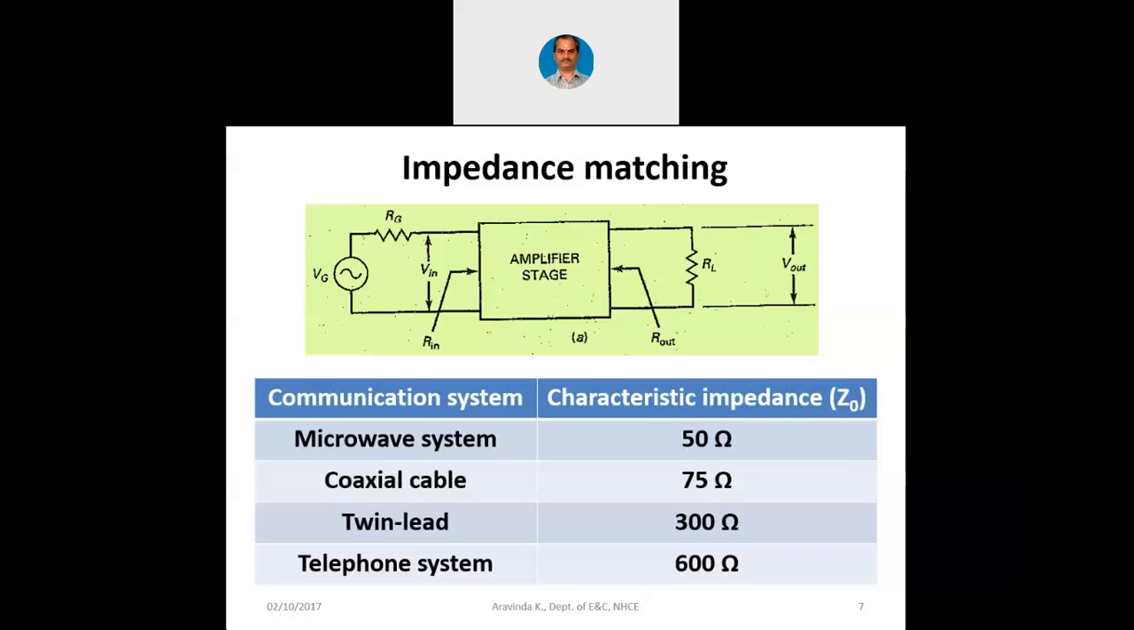Now, this coaxial cable also will have its own impedance. That is called characteristic impedance. You will study more about characteristic impedance in other courses. I cannot discuss the meaning of characteristic impedance in analog electronic circuits. Anyhow, you are going to learn more about this Z0 in other courses such as network analysis or microwaves and radar. So, the coaxial cable also has its own characteristic impedance of 75 ohms. Briefly, I'll tell you what is the meaning of characteristic impedance. Otherwise, you may ask me, sir, please define at least.